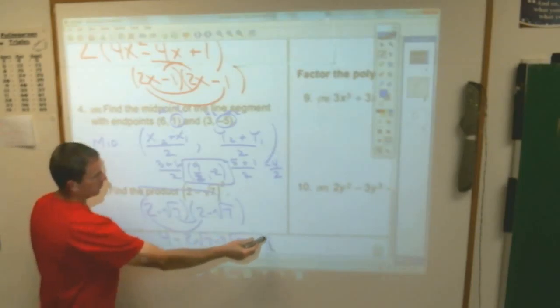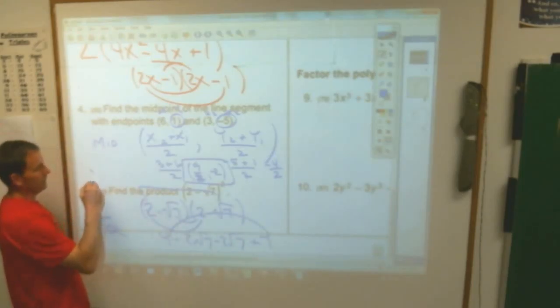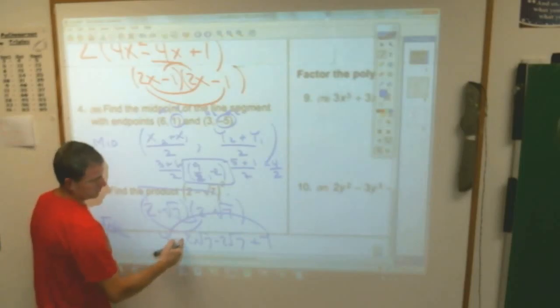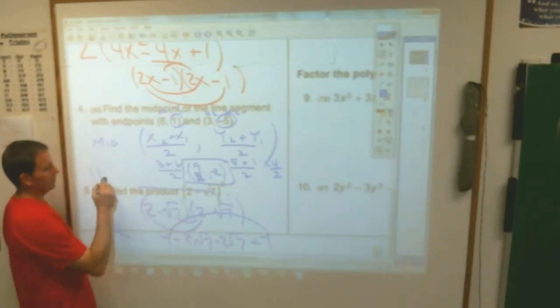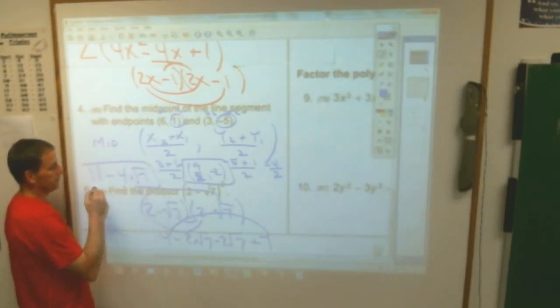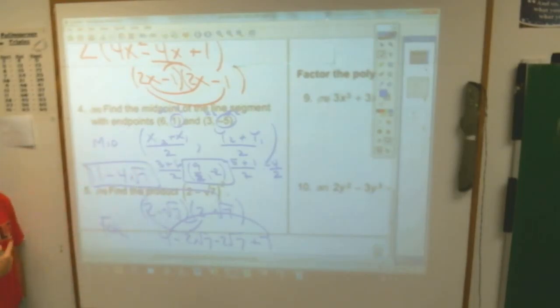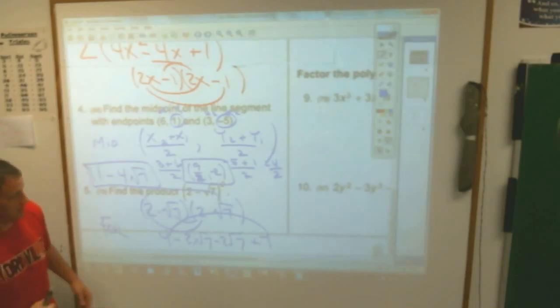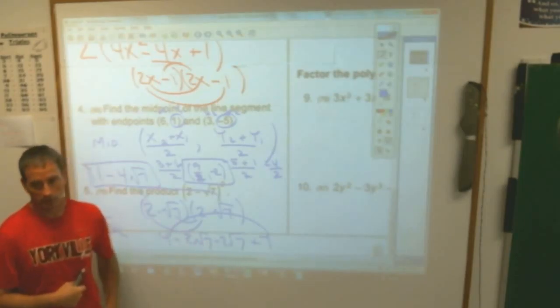So you can put the 4 with the 7 and get 11, and minus 2 square roots of 7 and another minus 2 square roots of 7 is minus 4 square roots of 7. You're not multiplying, so the square roots don't go away. If you multiply them, yes.